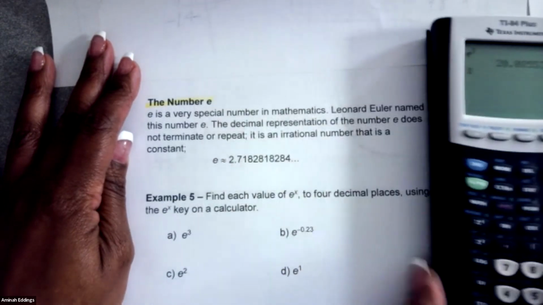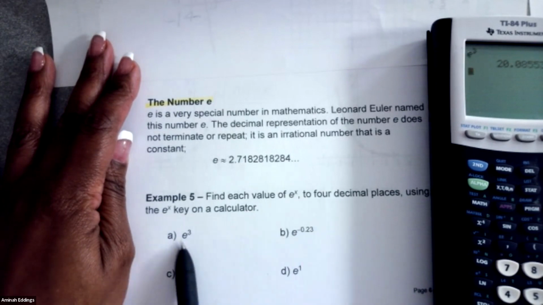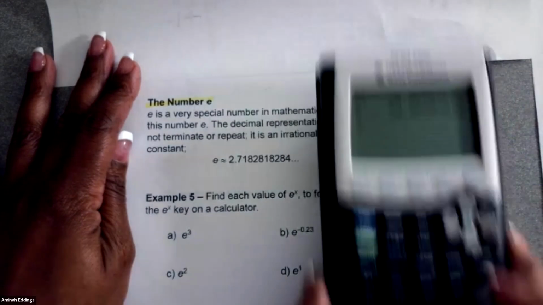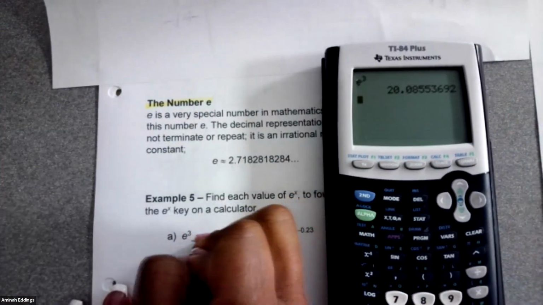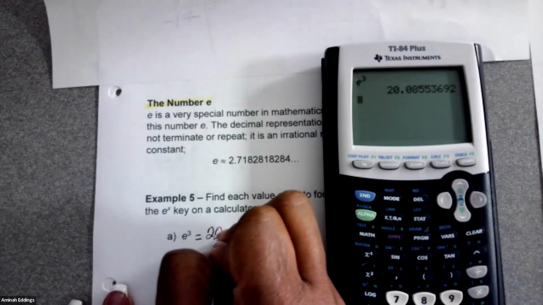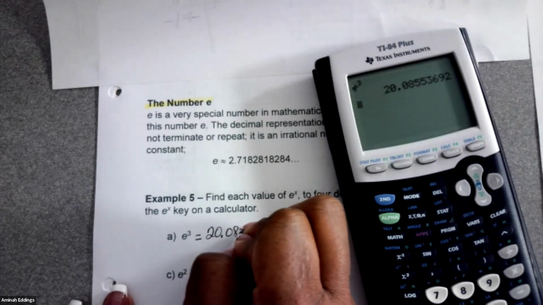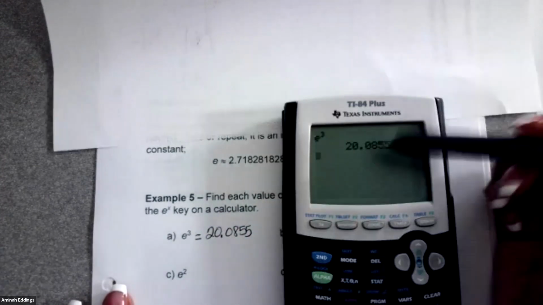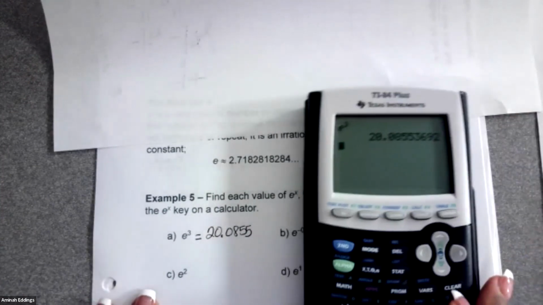So the first example that you were asked to do was to find the value of E to the third and round it to 4 decimal places. So that would actually be 20.0855. Okay, 4 decimal places. So 1, 2, 3, 4. The 3 tells us to stay the same.